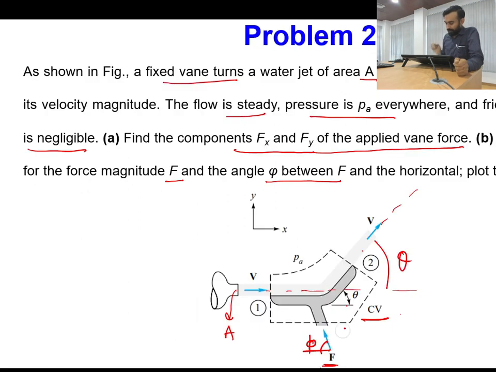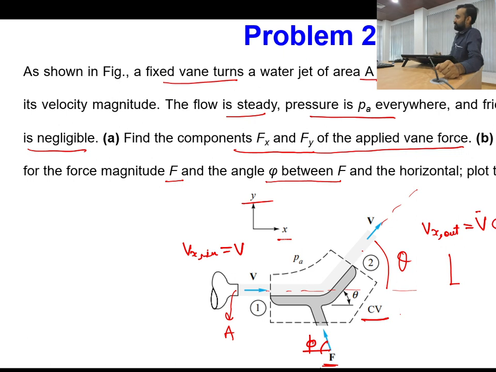Now go back to the question. What is the inlet velocity in x direction? If I fix my coordinate frame like this, oh, already it is given. So this is the coordinate frame, x and y. So what is the inlet velocity? Vx inlet is nothing but equal to V. And what is the outlet velocity in x direction? This is the V vector having angle theta. So I can simply say that Vx out will be nothing but equal to V cos theta. Fine.